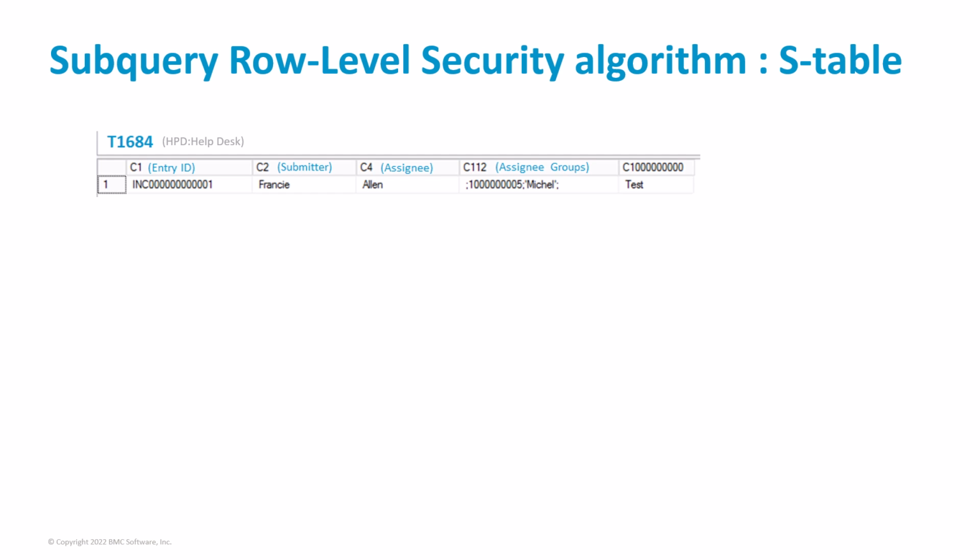Starting with version 1902, a new row-level security algorithm is available called the Subquery algorithm. This algorithm requires a new separate S-table that specifically stores the row-level security-related data for each request.